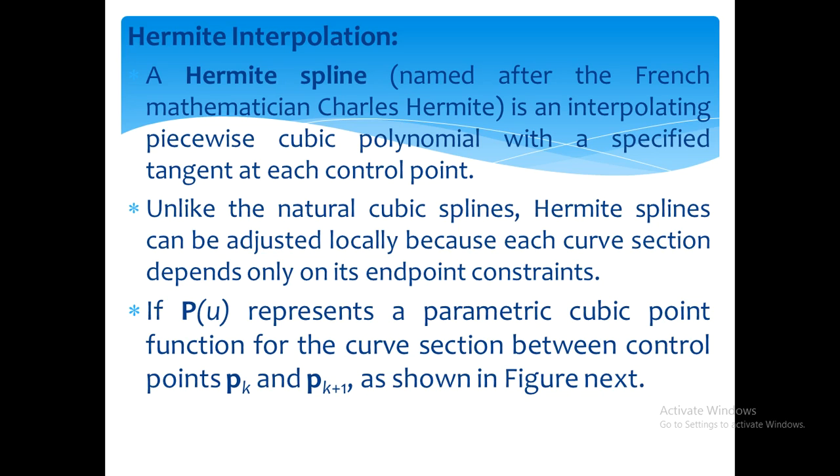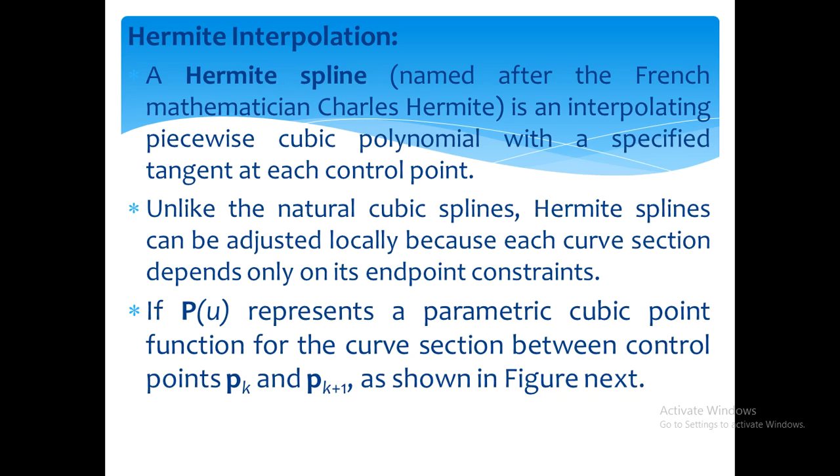Means if you want to change the shape of one piece between P2 to P3, you have already drawn one curve between P2 to P3. Afterwards you want to change the shape between P2 to P3. Whatever you have drawn earlier, you don't want that shape, you want to change it, that is allowed here, because the curve depends only on the endpoint constraints.